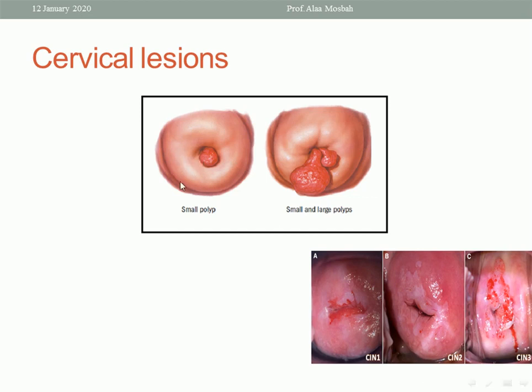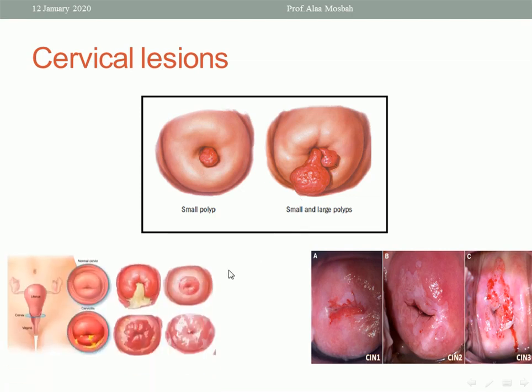Another cervical lesion, which is a small polyp here. Here there is a large cervical polyp and a small cervical polyp. Another picture lets you see chronic cervicitis with discharge, hypertrophy of the cervix, ectopy, and ectropion. All these are signs of chronic cervicitis. So, chronic cervicitis signs, CIN, cervical polyp.